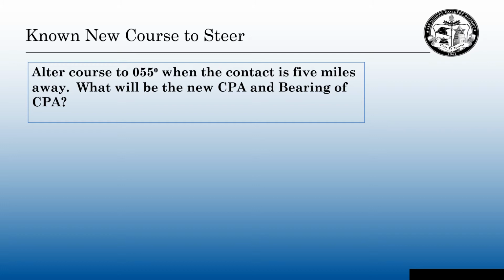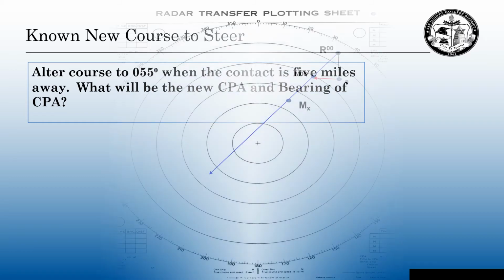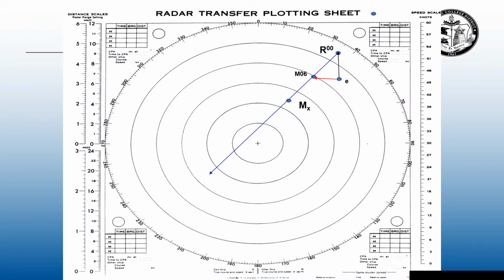So the problem here is we want to alter course to 055 degrees when the contact is 5 miles away. What will be the new CPA and bearing of CPA? Here's our basic radar triangle. Our own ship is going due north. The contact is heading west. The execution point or MX is at 5 nautical miles. We want to alter course to 055 degrees when the contact gets to MX.